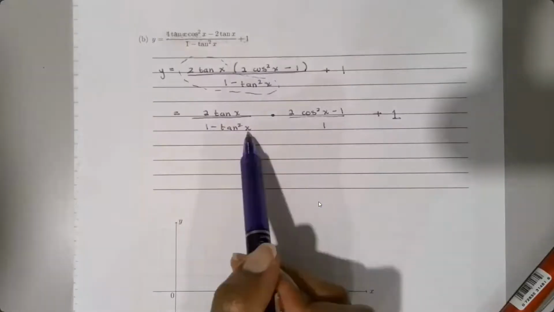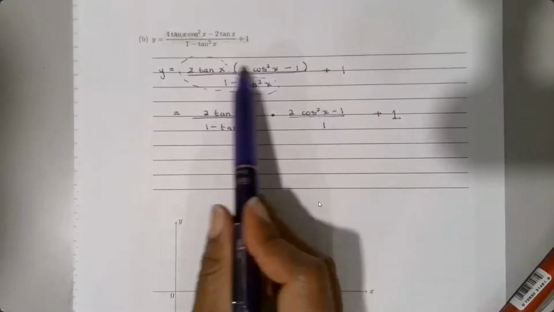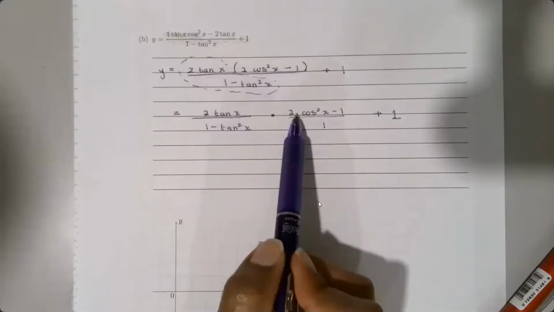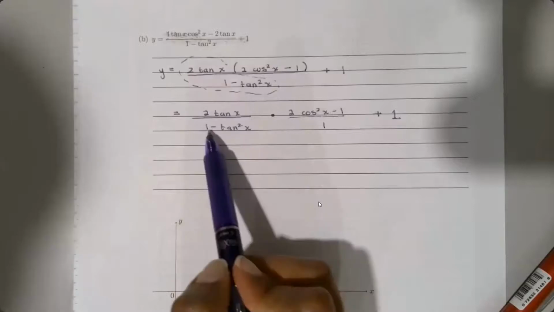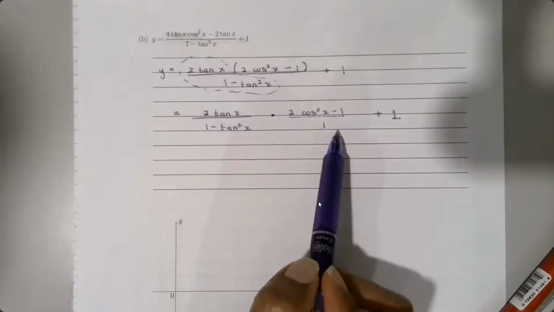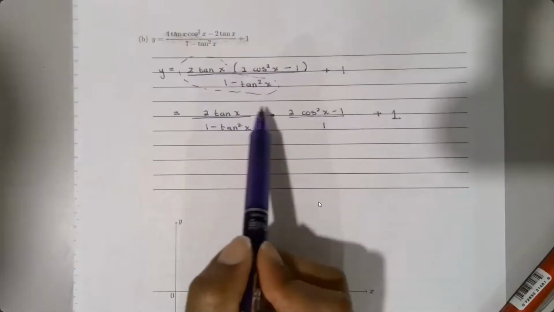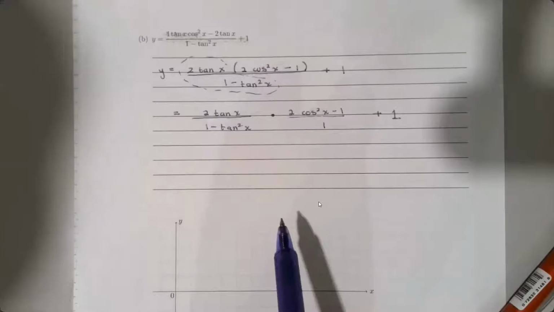You would always verify if you've separated this correctly by multiplying back and seeing if you have the original statement. 2 tan x times this 2 cosine squared minus 1 would give us the numerator, and 1 minus tangent squared x times 1 would give us the denominator. So nothing has been done to change it. We've just separated into 2 fractions. Okay, this is good now.